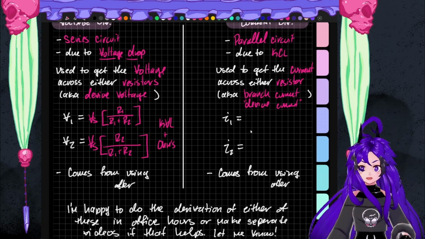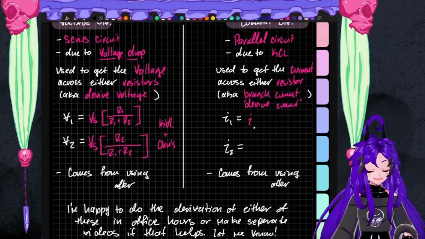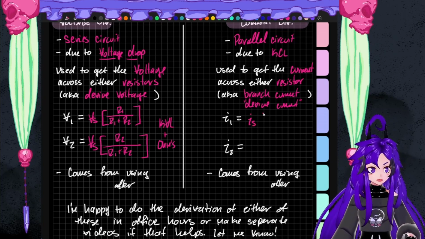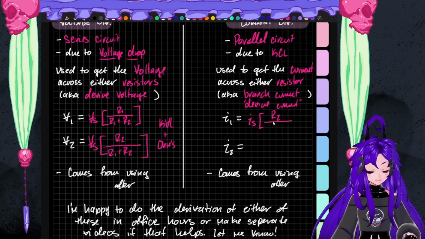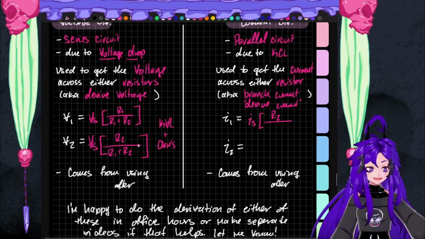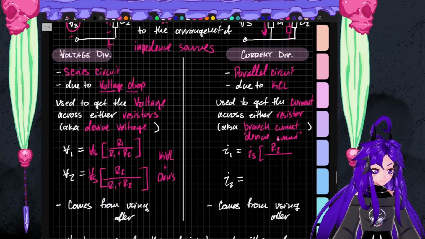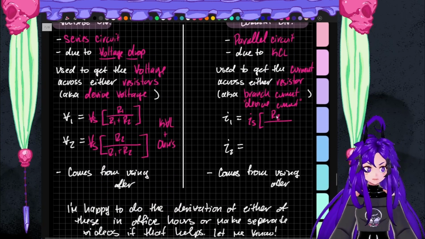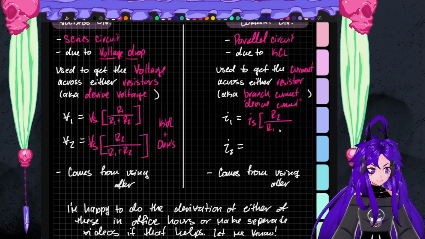Now, current divider is visually similar, but make sure you take note, okay? For I1, it's I source times the ratio of resistor 2 to the total resistance, okay?